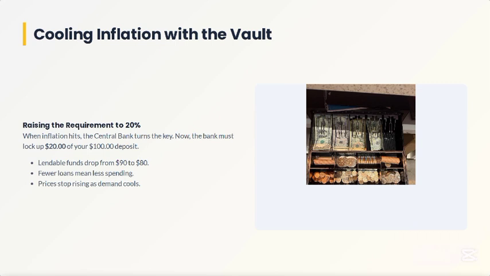But what happens when prices are skyrocketing? Would the central bank stick to the same required reserve? Absolutely not. The central bank would increase the required reserve in order to cool inflation. For instance, if the central bank raises the required reserve ratio to 20%, that means if you deposit $100, $20 would be kept as reserve and $80 would be loaned out. Look at this. Lendable funds drop from $90 to $80. Fewer loans means less spending, and if people decrease their spending, prices stop rising as demand cools.